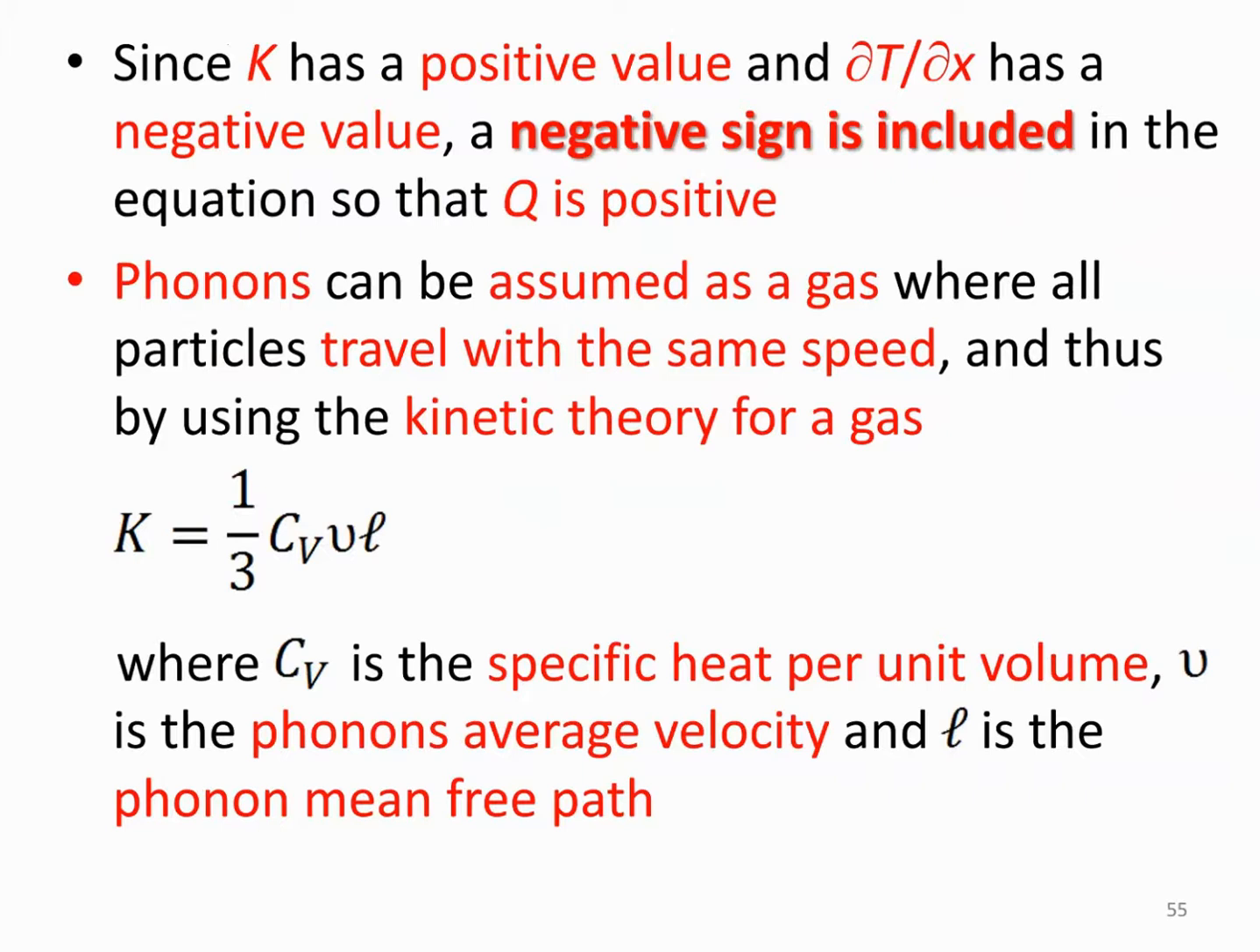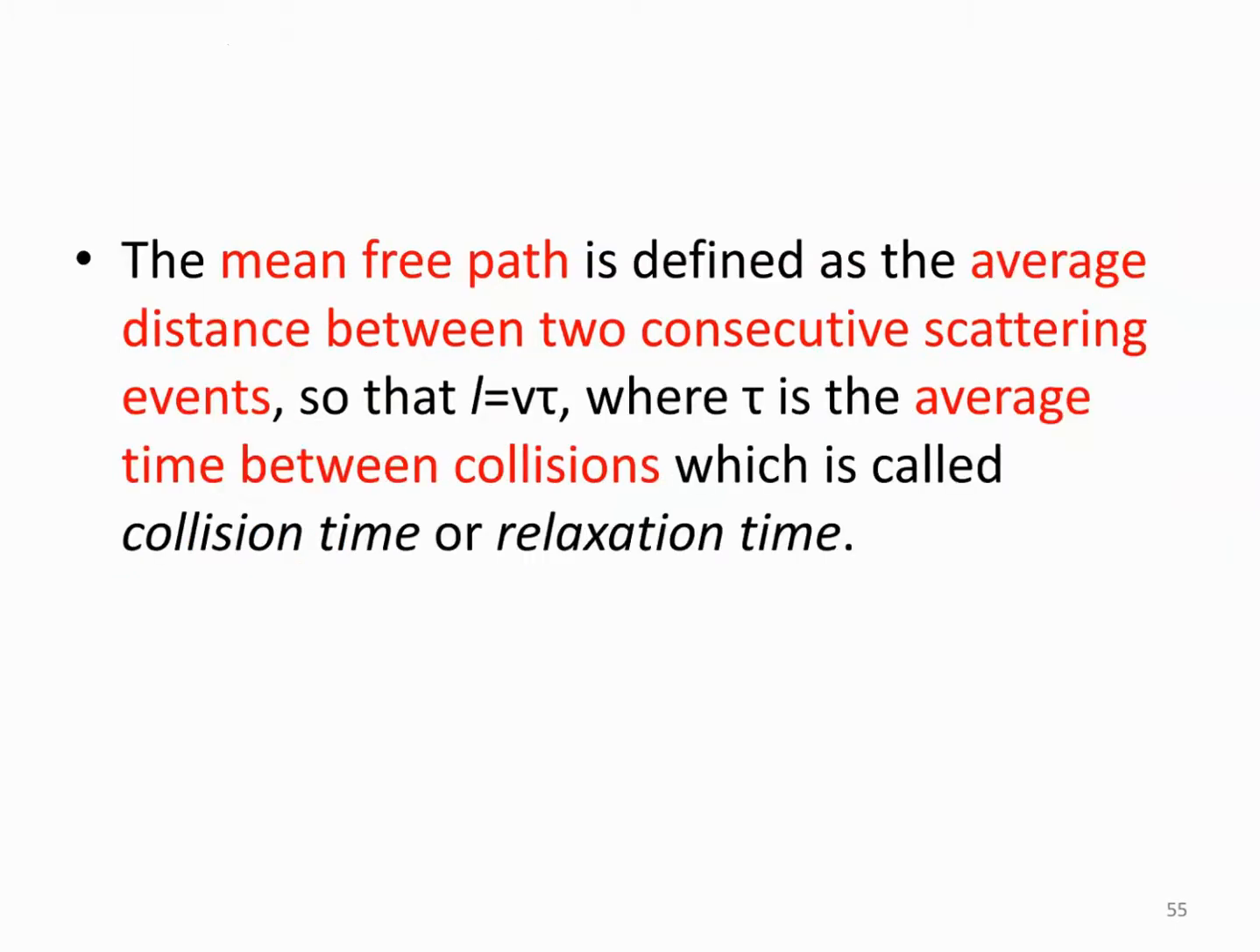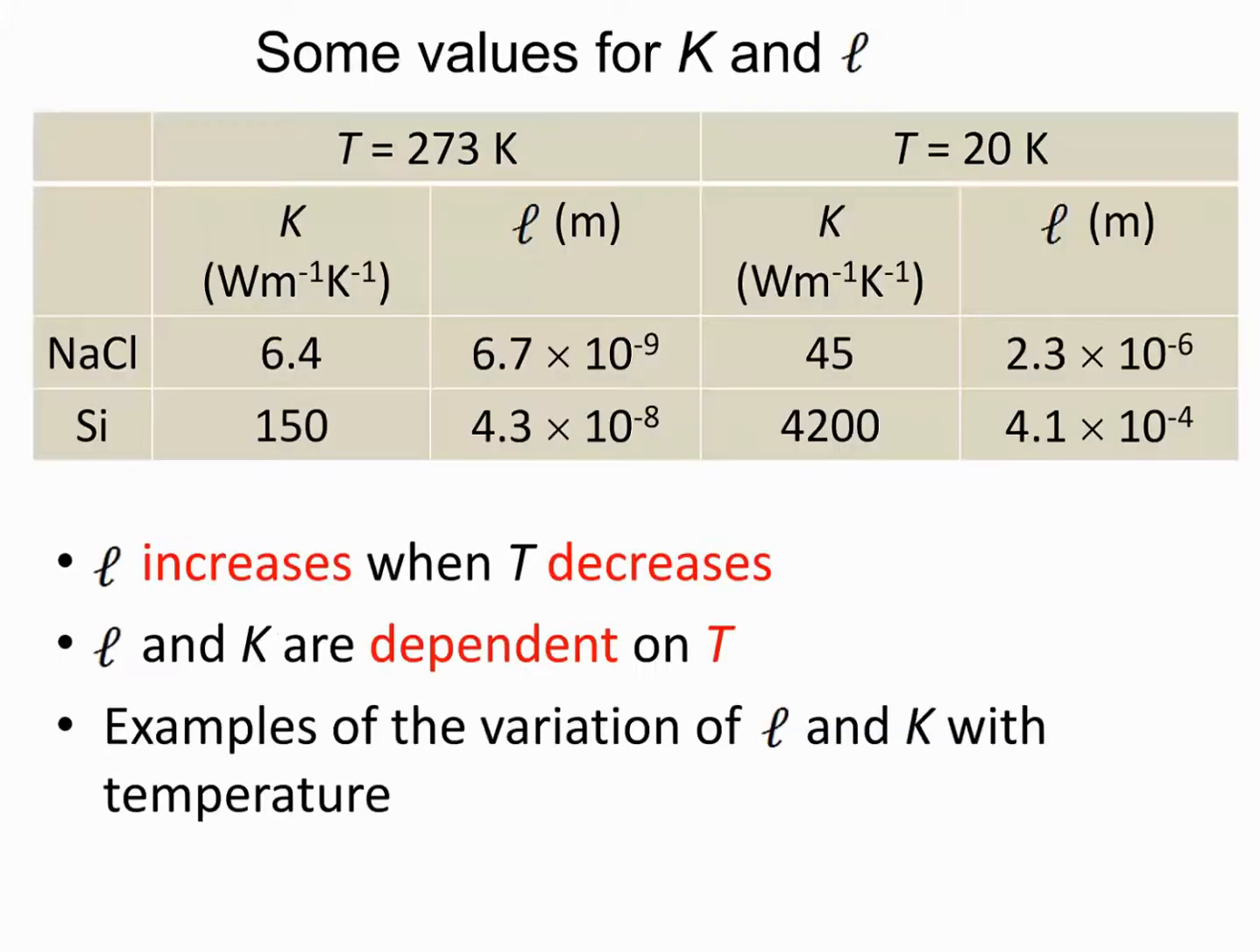And phonons can be assumed as a gas where all particles travel with the same speed, and therefore we can use the kinetic theory for a gas, this equation. From this equation, Cv is the specific heat per unit volume at constant volume, v is the phonon average velocity, and L is the phonon mean free path. The mean free path is defined as the average distance between two consecutive scattering events, so that the mean free path equals v times tau, where tau is the average time between collisions, which is called the collision time or relaxation time.